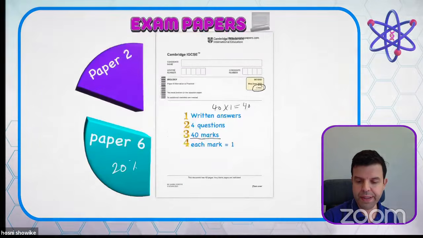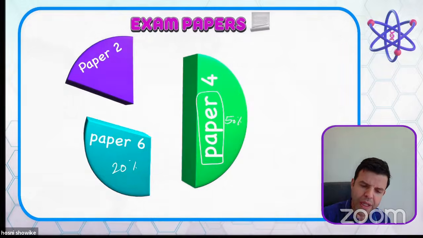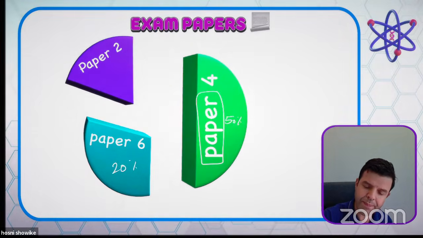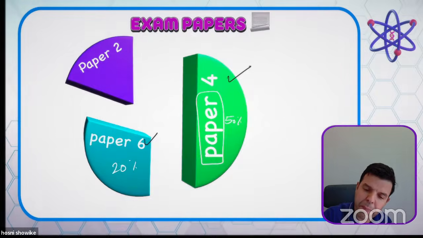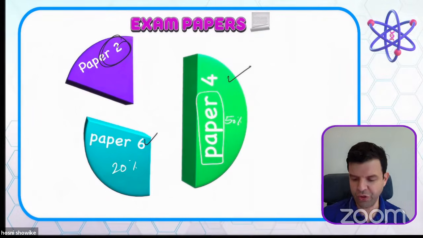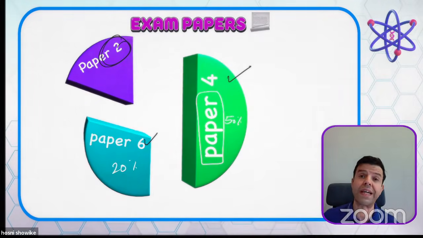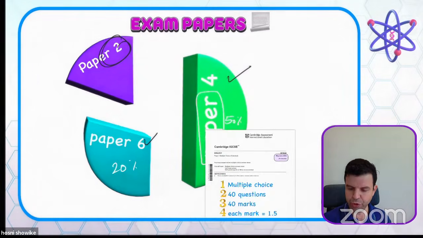And what about the last paper, paper 2? This paper usually comes late. It's usually in June. The exams of paper 4 and paper 6 come early in May. But paper 2 exam comes in June. This is the multiple choice questions. And if you ask me which one's the trickiest paper, it's going to be paper 2.